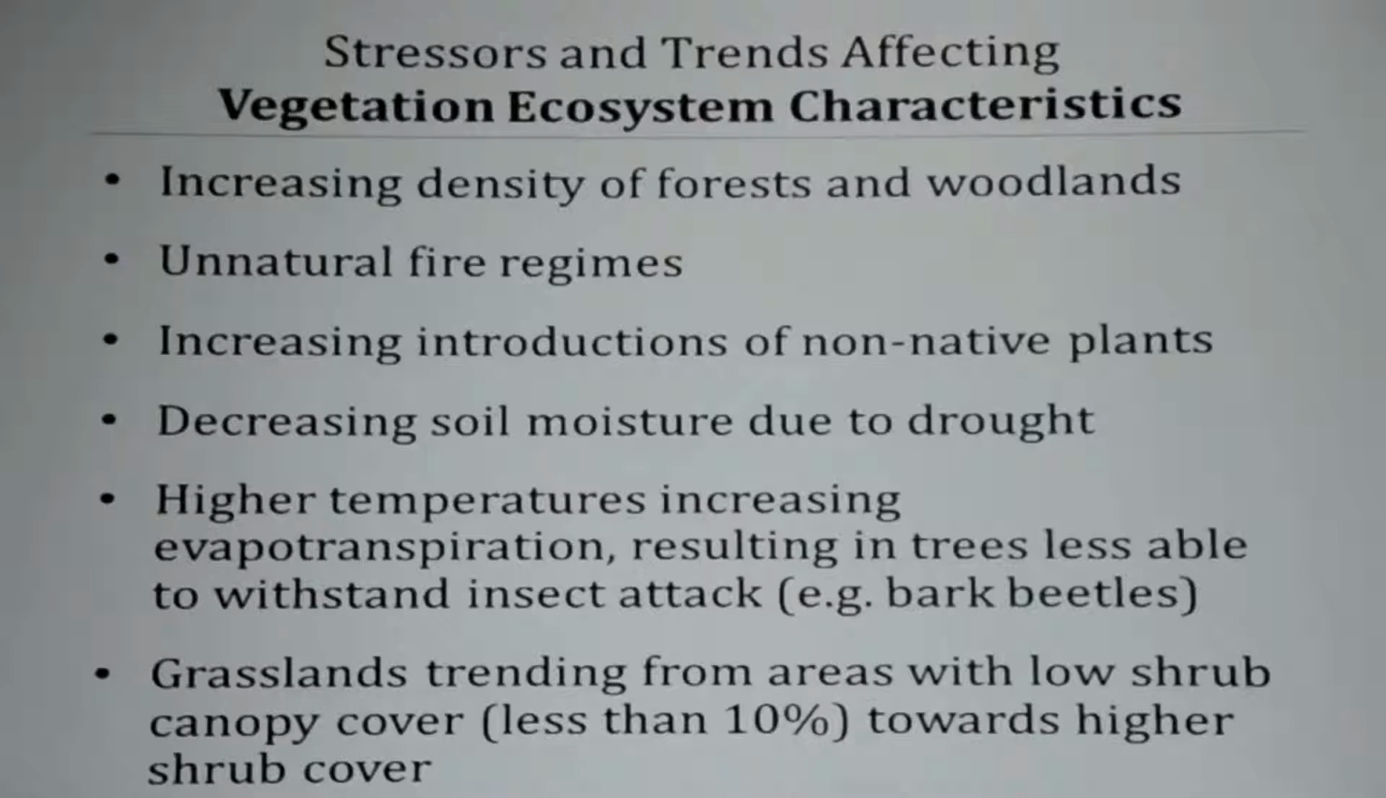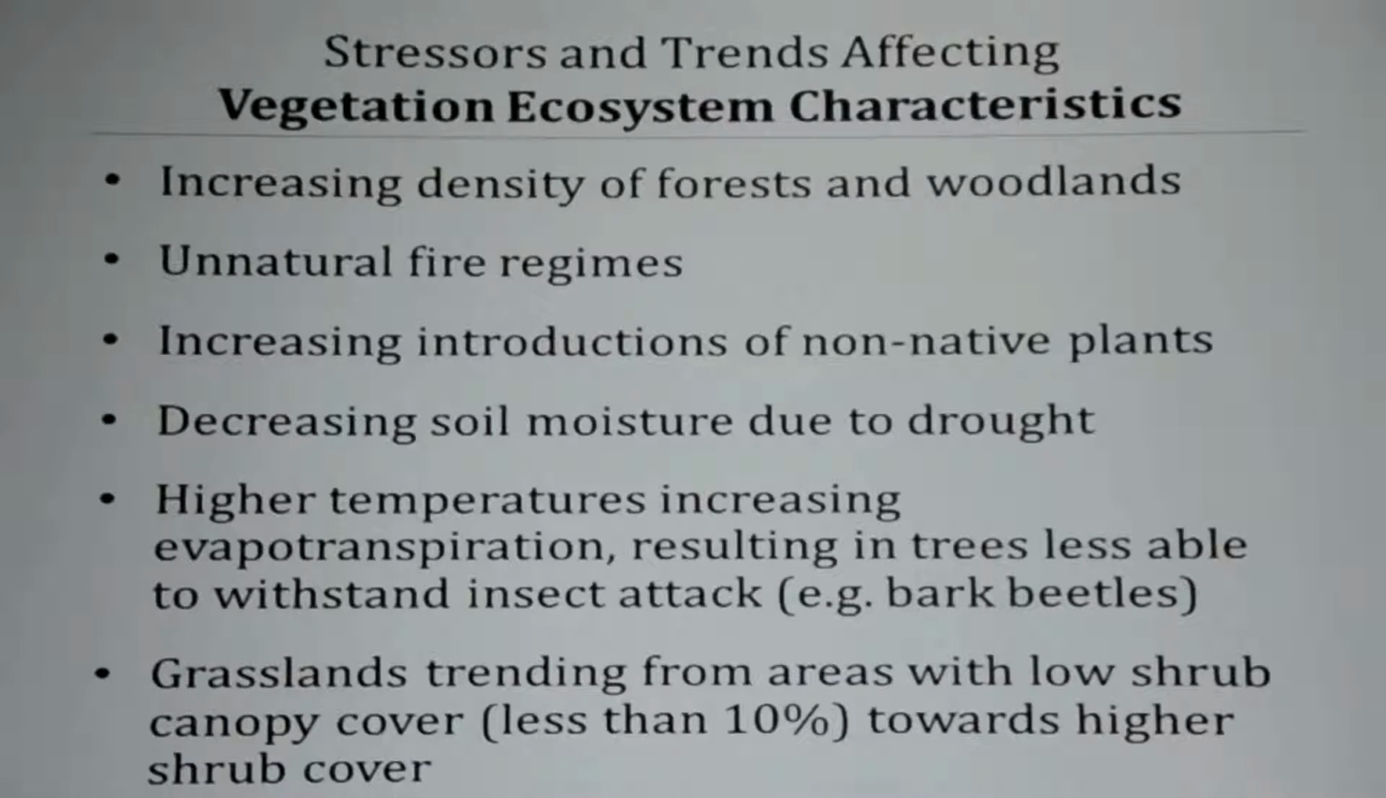Vegetation ecological characteristics that are impacted by stressors: things such as increasing density of forests and woodlands, because we don't burn, or traditionally haven't burned like it did naturally. Now we're reaping the fire of that now with the dense fires that we have. So we have these unnatural fire regimes that are so destructive and cover such large areas.